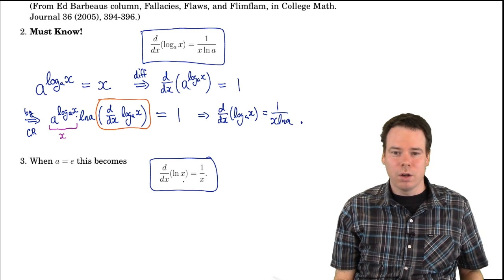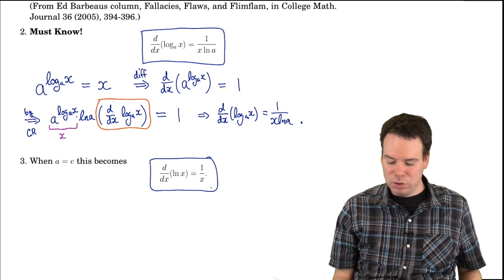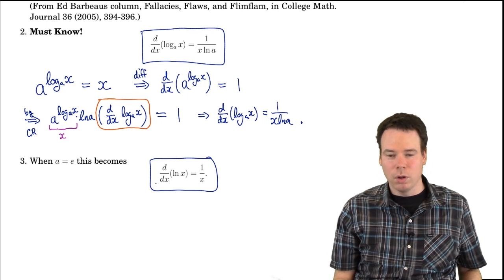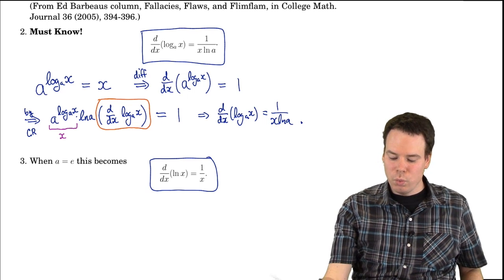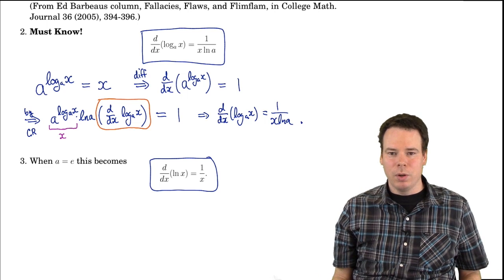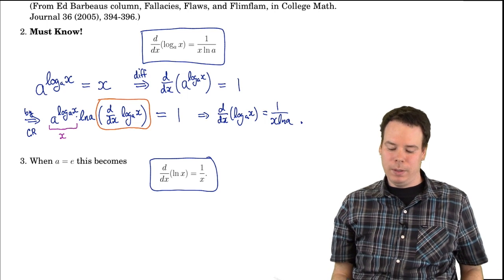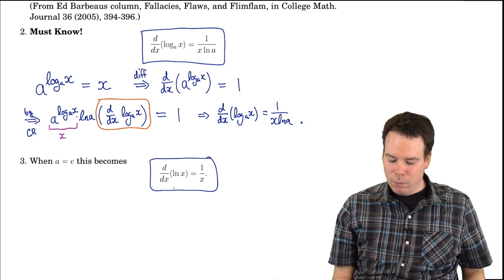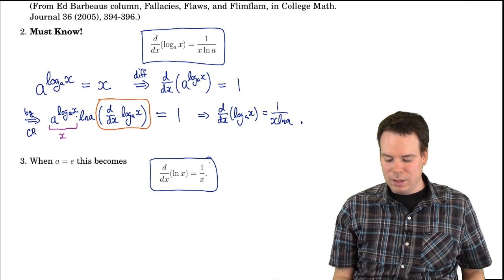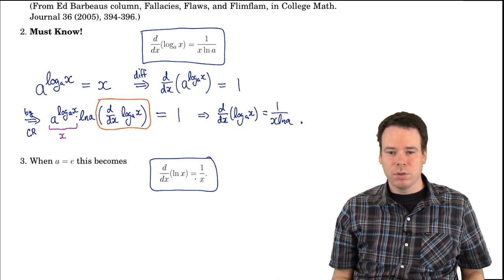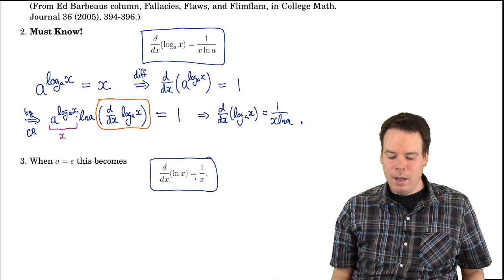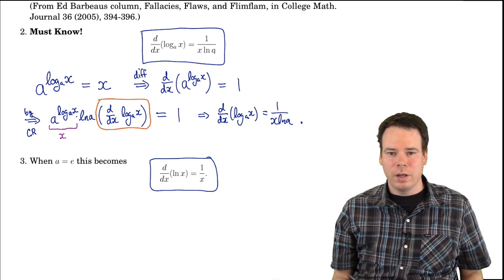Now the natural logarithm occurs more frequently in calculus just due to the nature of this nice form of the derivative. So which one of these do you commit to memory? Well, ideally you commit both of them to memory. But what I do is I usually just commit the second one to memory. Derivative of the natural log of x is 1 over x.